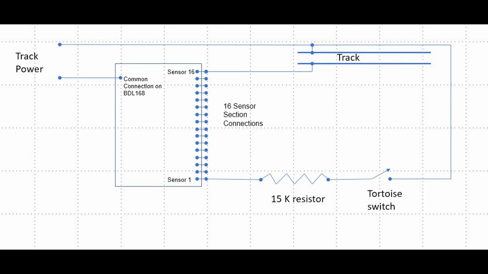Obviously, that only happens when the tortoise switch is thrown closed, which happens when the switch is in the thrown position. We want to connect it so that when the turnout is in the closed position, the tortoise switch is actually open, showing that there is no current flow and that the sensor is inactive. JMRI considers active sensors to indicate a thrown turnout.